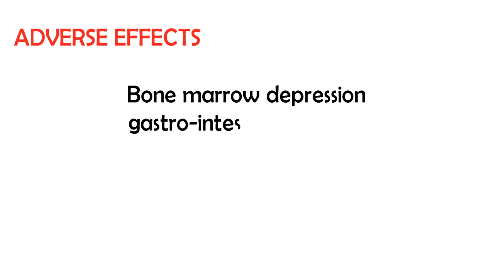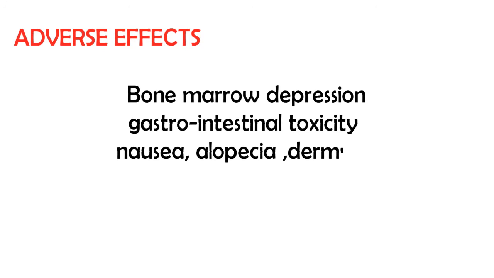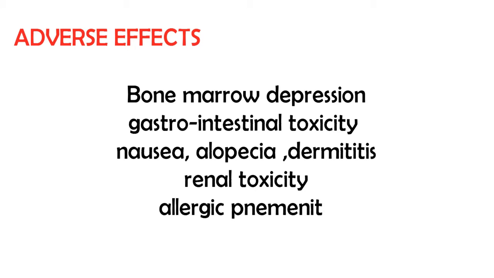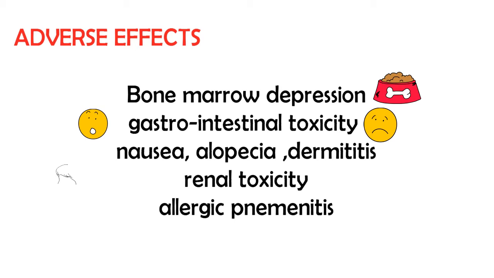Now, on the side effects, its major side effect is that it can cause bone marrow depression with leukopenia and thrombocytopenia. So it's going to cause bone marrow depression, and then we have gastrointestinal toxicity. And how we'll find out about the gastrointestinal toxicity is it's going to form oral ulcers, and it can cause diarrhea. So when you have oral ulcers and you have diarrhea, you know it's gastrointestinal toxicity. And there's nausea, alopecia and dermatitis, and that's going to be when you take high doses of methotrexate.